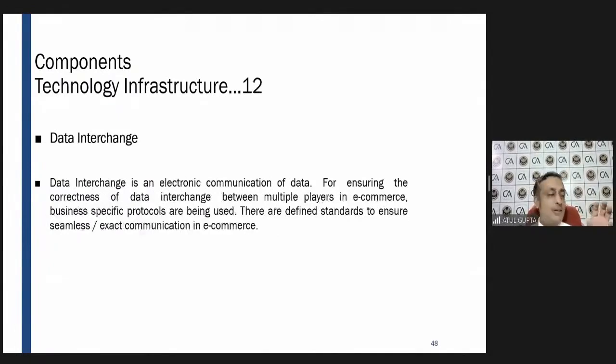Then data interchange between the user, the server, the e-commerce platform, and the digital library has to be very, very fast and seamless. Great.